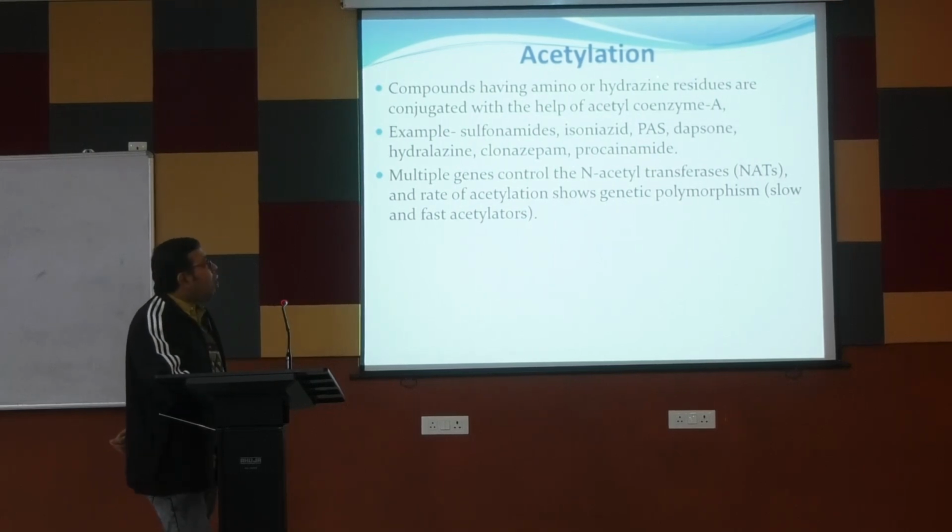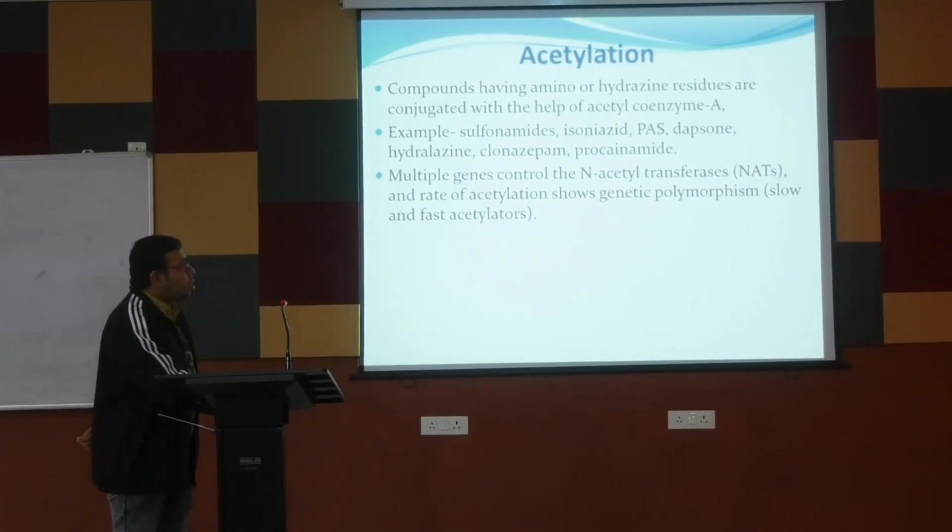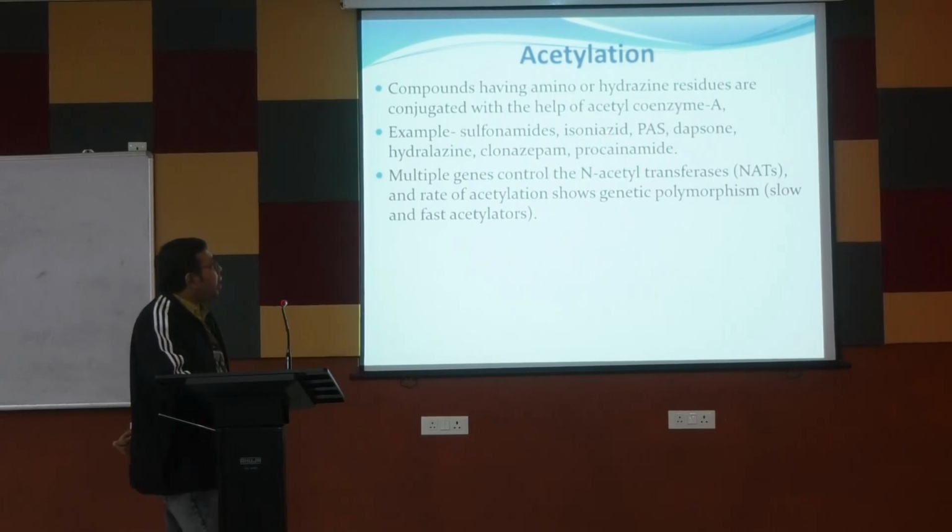Compounds having amino or hydrazine residues are conjugated with the help of acetyl coenzyme A. Examples are sulfonamides, sulfonamide antibiotics, isoniazid, it is used as an anti-tubercular drug. PAS, para-aminosalicylic acid, again it is used as an anti-tubercular drug. Dapsone, it is used as an anti-leprotic drug. Hydralazine, it is a CVS drug. Clonazepam, clonazepam is like lorazepam, etc. This is a CNS drug. Procainamide, this is used as an antiarrhythmic drug.